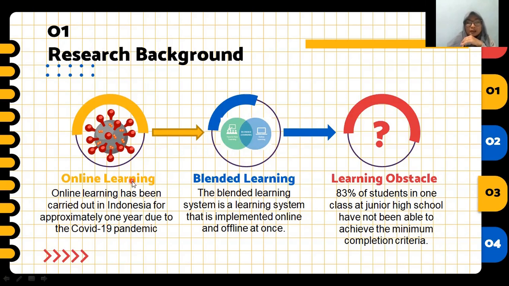Blended learning, as expected, can help students understand the material more easily than fully online learning. But in reality, the value of the daily assessment of social arithmetic material in one class at junior high school has not been able to achieve the minimum completion criteria. Why? What's wrong? The inability of students to achieve the minimum completion criteria certainly has causes such as learning obstacles. So my study aims to describe the learning obstacles faced by students in solving social arithmetic problems.